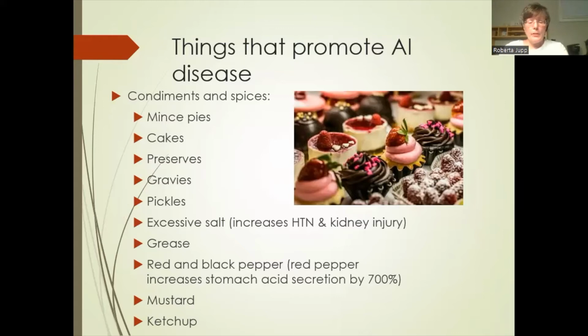Down towards the bottom, we see red and black pepper. Red pepper increases our stomach acid secretion by 700%. And so folks that use a lot of pepper might have more issues with reflux. And so you get that inflammation in the throat. And that could cause a whole body type of response when we have just this constant inflammation all the time.